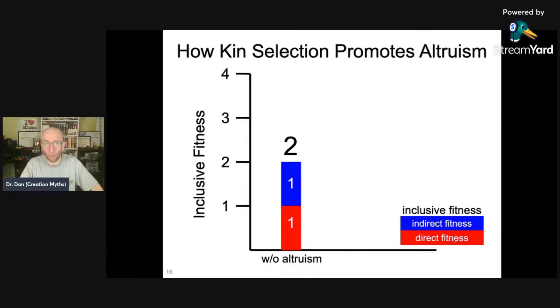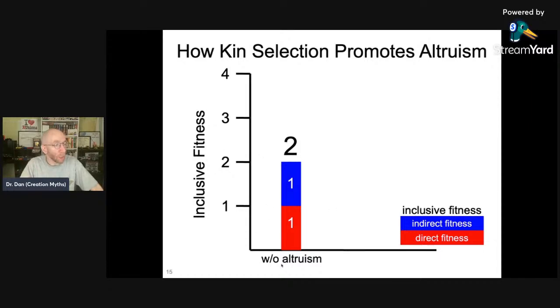In red, we have your direct fitness. In blue, we have your indirect fitness. And then on top, in black, we have your total inclusive fitness. So in our hypothetical schematic situation here, we're looking at an individual where they're not doing any altruistic behavior.